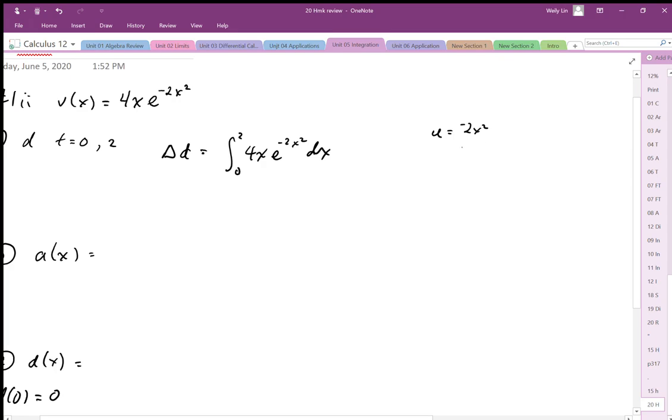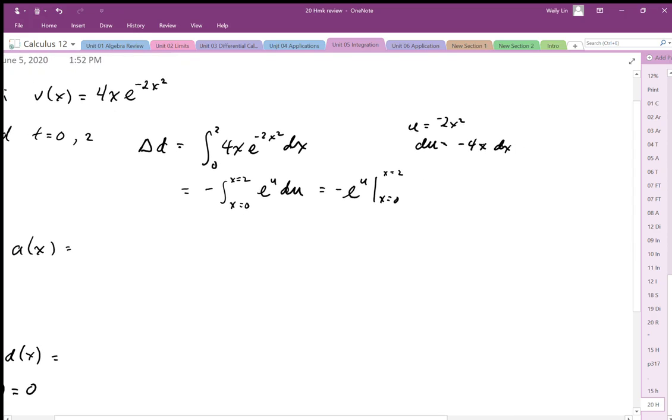So du is equal to negative 4x dx. There's our 4x dx, and so we can then replace this with the integral from x equals 0 to x equals 2 of e to the u du. I'm going to use a negative du to get rid of the 4x dx, and so we end up with negative e to the u from x equals 0 to x equals 2.